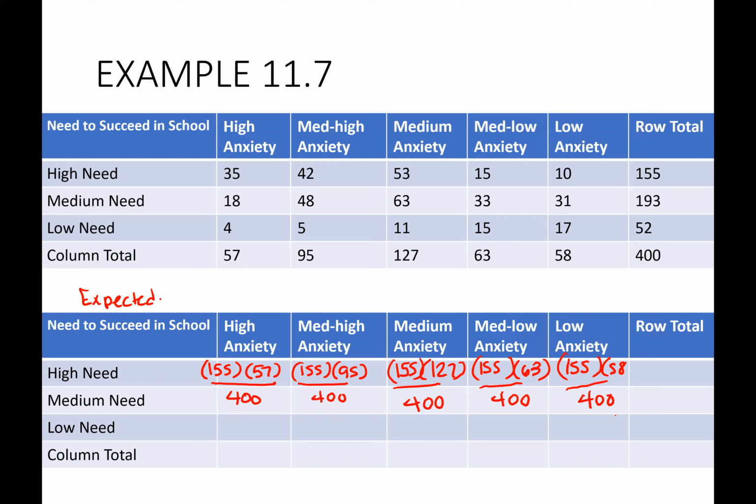Okay, so row total, column total divided by the total. All right, so what would we expect to see? I'm going to erase all this.